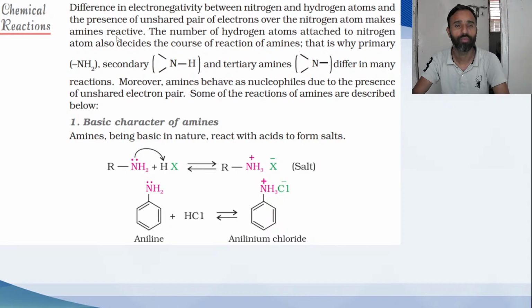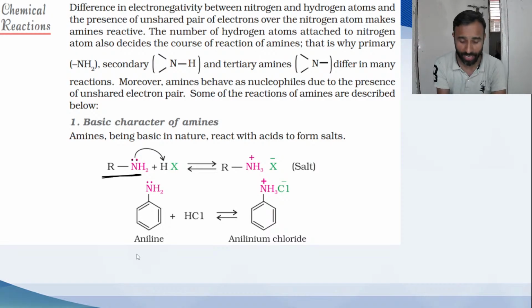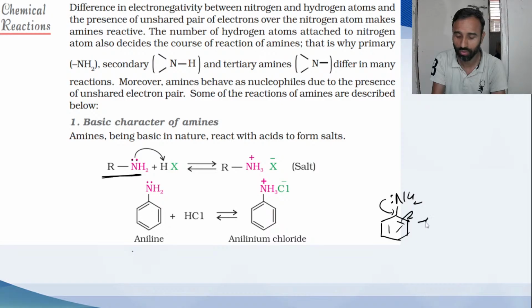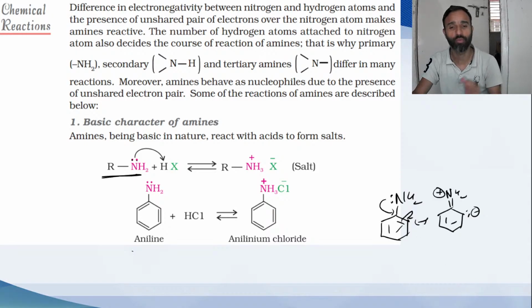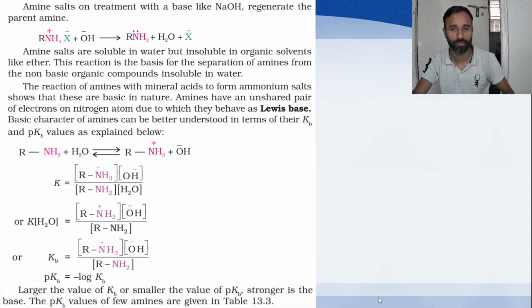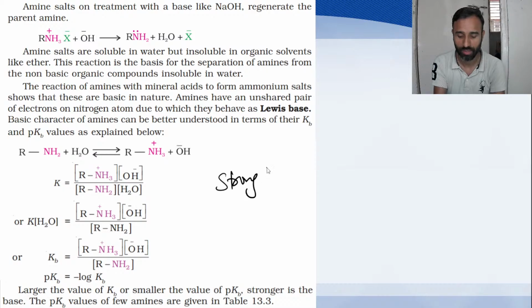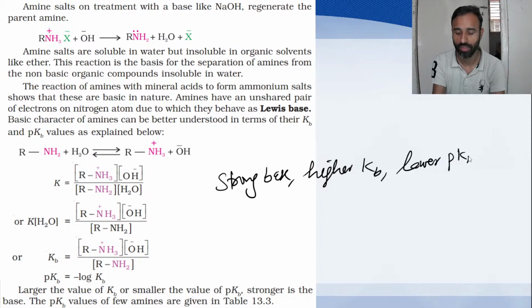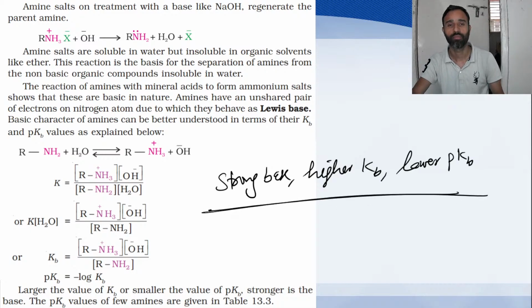Chemical properties. In amines there is a lone pair, and due to the presence of the lone pair, they are basic in nature. Primary aliphatic amines are more basic than aromatic. The reason being, in aliphatic amines the lone pair is easily available for salt formation. In aniline, the lone pair is less available because the lone pair is involved in conjugation, that is, in resonance. So aliphatic primary amines are more basic than aromatic. And strong base, higher Kb, and lower pKb.